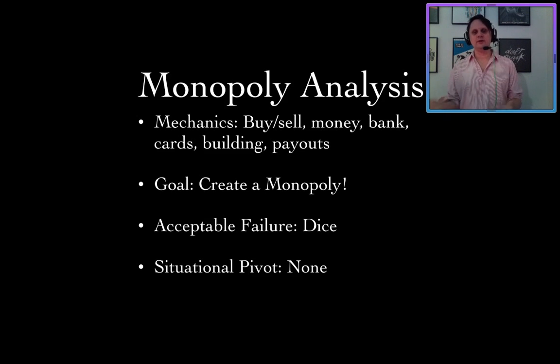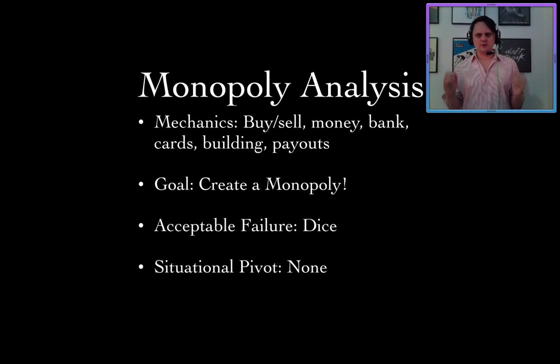So the dice here are completely fair because we accept that we'll end up on someone's street because the die roll told us to. No one ever has to make a decision, I'm going to go on someone's hotel and pay them a lot of money. That's something that happens to you through the die roll. And it doesn't have a situational pivot.